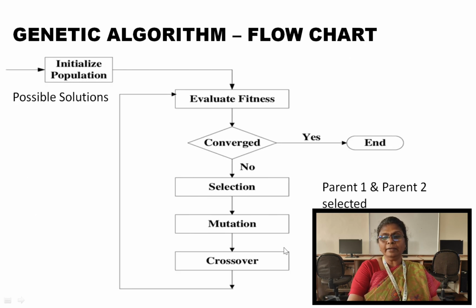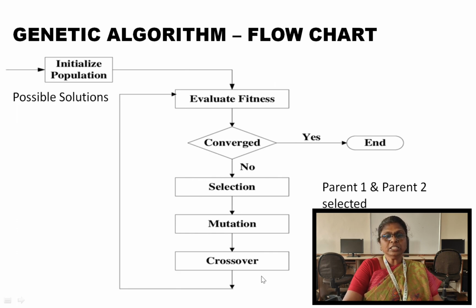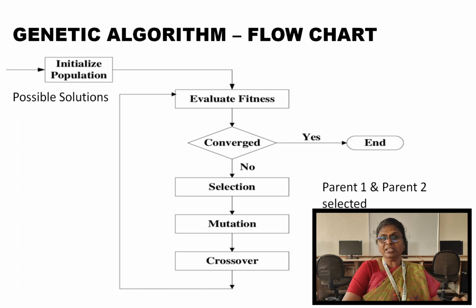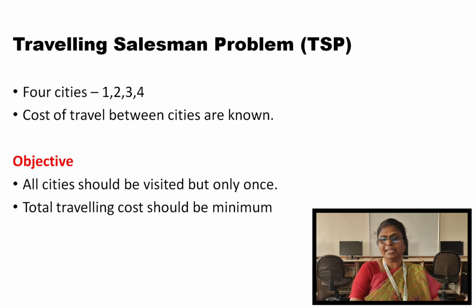From those parents, we select children. After the operations of selection, mutation, and crossover, children are formed. These children will be evaluated for fitness. After the evaluation, if the result converges, then the process ends. If it doesn't end, then the process repeats again. The cycle repeats.